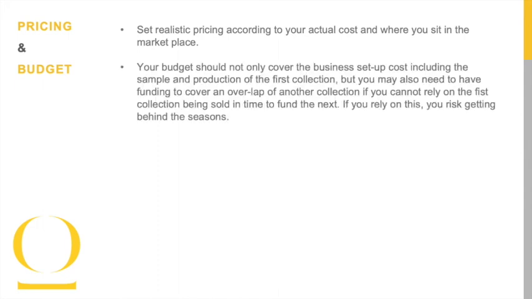Your budget should not only cover the business setup costs, including the samples and production of the first collection, but you may also need to have funding to cover an overlap of another collection if you cannot rely on the first collection being sold in time to fund the next. If you rely on this, you risk getting behind the seasons.